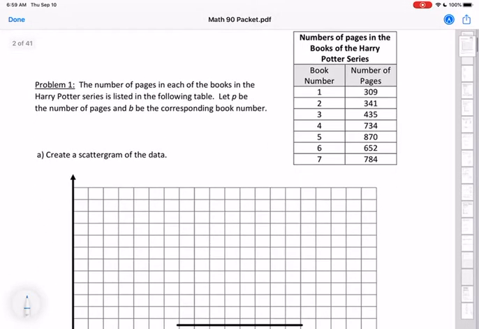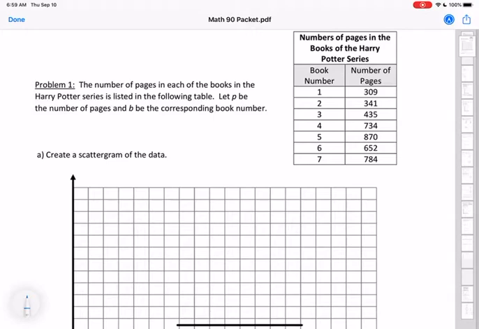Here's the first one that we're going to do. So problem number 1. Says the number of pages in each of the books in the Harry Potter series is listed in the following table. Let P be the number of pages and B be the corresponding book number. Okay, and then they give us this little table off to the side, book numbers 1 through 7, number of pages, we've got there in the second column.